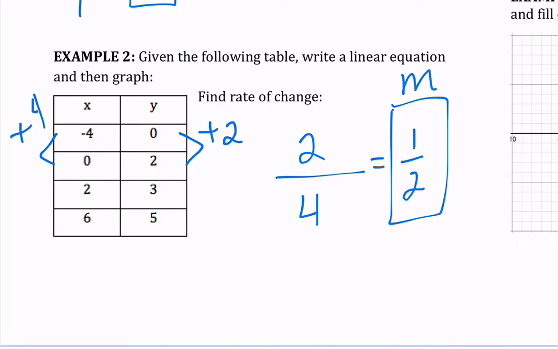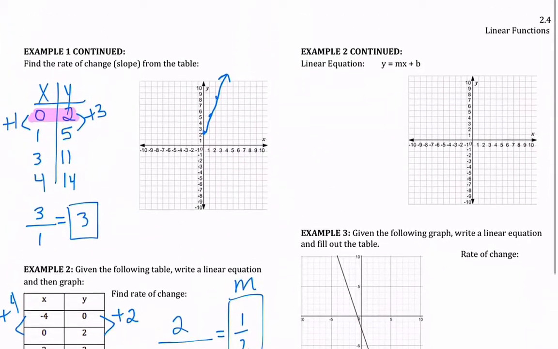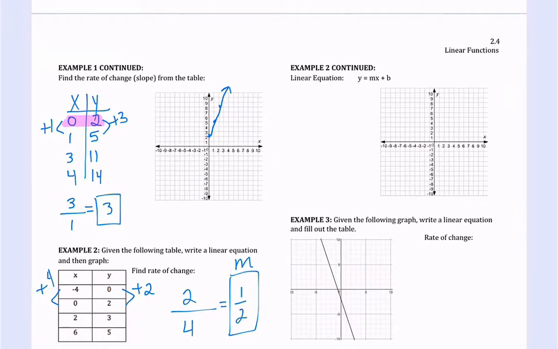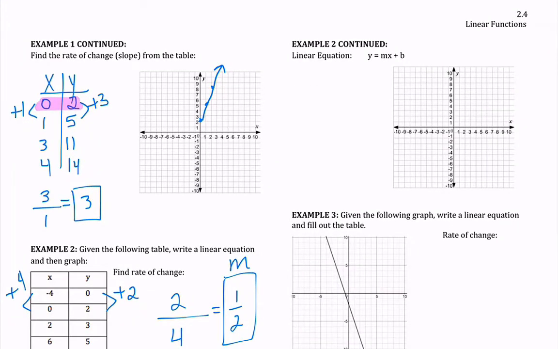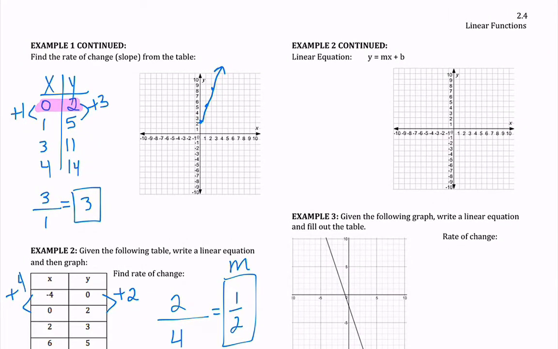So we found the rate of change. That's the first part if we want to write our equation. So it continues over here. We already figured out what m was. We know that m is 1/2.